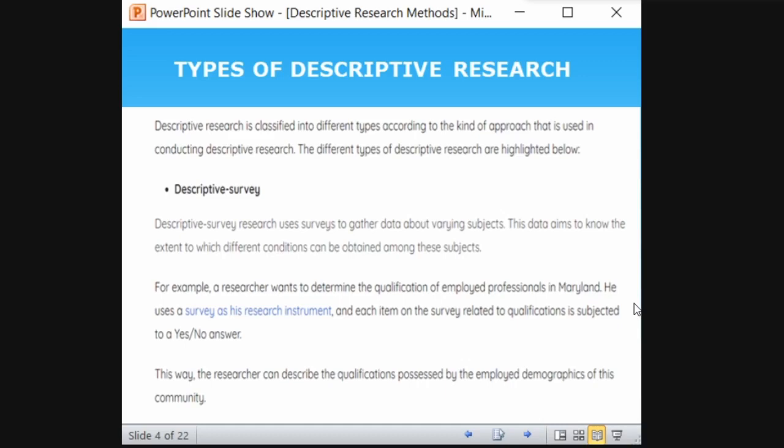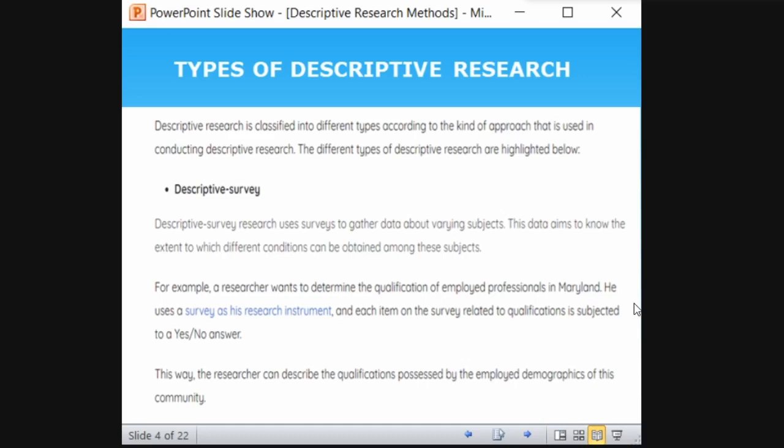He designed a question related to qualification, because his aim is to determine the qualification of employed professionals in Maryland. So he employs a survey as his research instrument and asks questions related to qualification based on yes or no. So whether you are UG or PG, whether you are a PG, yes or no. Have you completed graduation, yes or no. Have you completed PhD, yes or no. That kind of questions he is asking to determine the qualification of employed persons in Maryland.